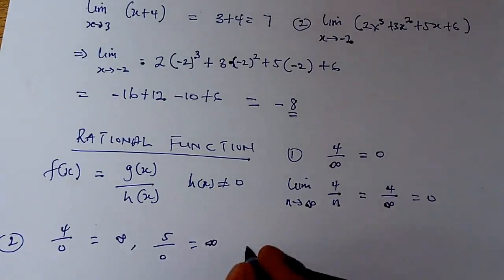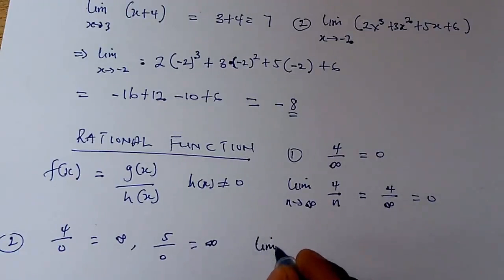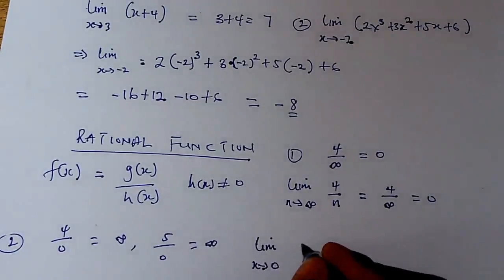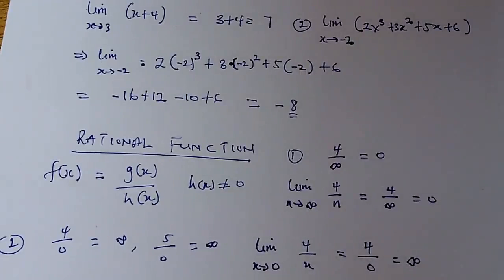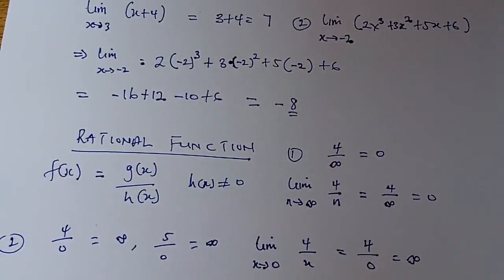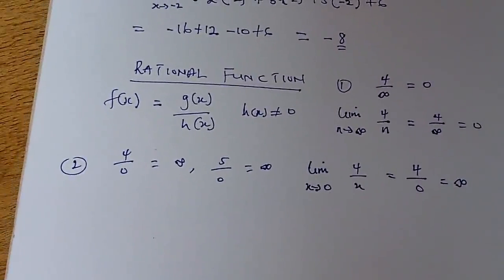So in a limit, if you have something like the limit as x approaches 0 of 4 over x, definitely you replace our x by 0, so we're going to get infinity like this. That's the condition. Let's move on to the last condition, and then we start solving some questions.